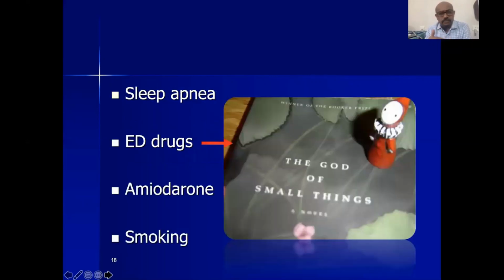These are the things that we end up doing. Look at sleep apnea and see whether the patient has obstructive sleep apnea. And if so, it can be treated, because sleep apnea is associated with ischemia in the body. In a male patient, you will advise them to discontinue erectile dysfunction drugs if he's taking one. Amiodarone is associated with a syndrome which is like NAION. So amiodarone ideally should be substituted and smoking should be stopped.